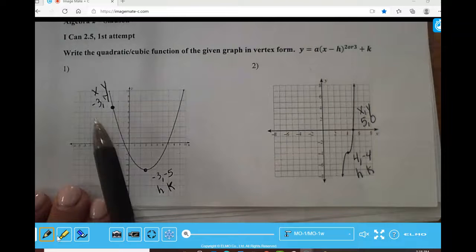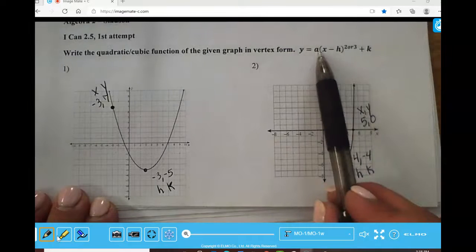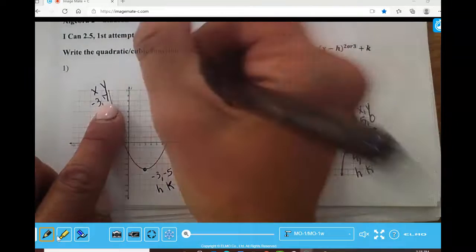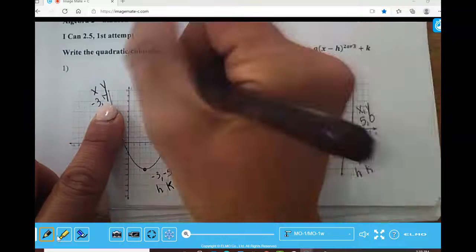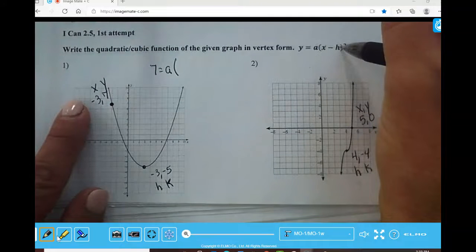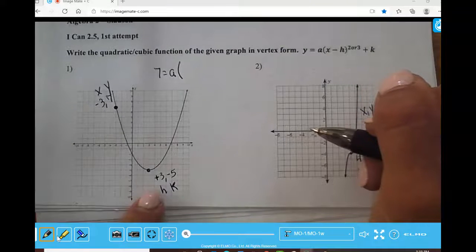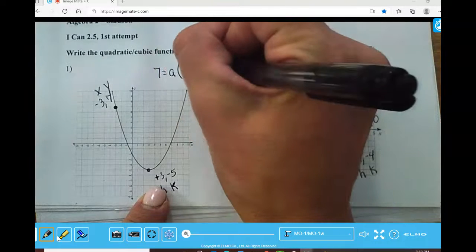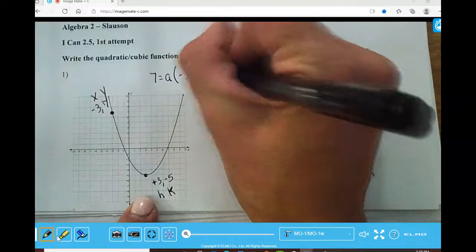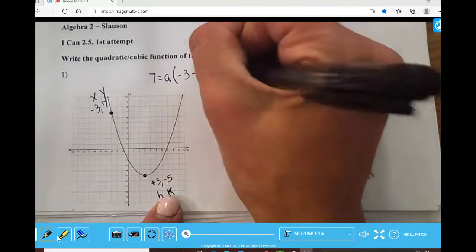So what we're going to do is take these four numbers and put them in here. Everything's going to get a number except for a. Let's start with this one. It's going to go y equals, so 7 equals a, which we'll be doing some math to figure out, and then x minus h. So we'll do -3 subtract, whoops, I messed up here, that's a +3. -3 minus 3. And then it's a quadratic, so I'll square that. And then I'll add my k, which is the -5.